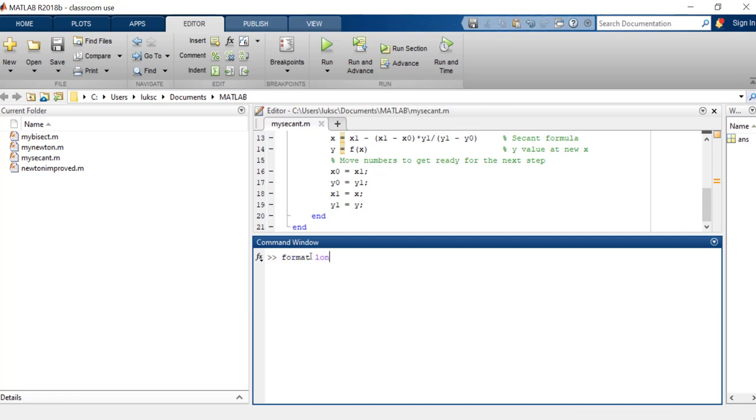So again, format long, simply so that I can have the correct number of digits to tell what's going on. I'm going to change this so that it's 2 to get started. My secant is the function. I've done an inline function here. I could have defined f outside of the function and just put in the function name f, but I chose to put it as an inline function.